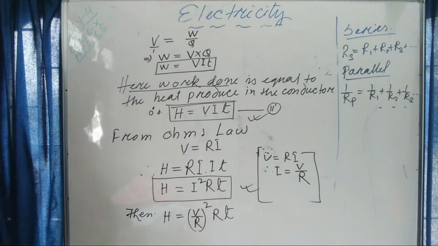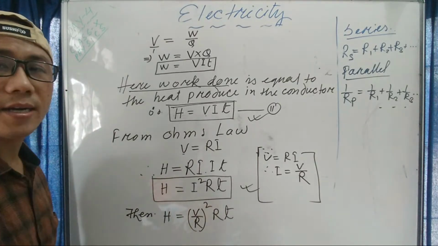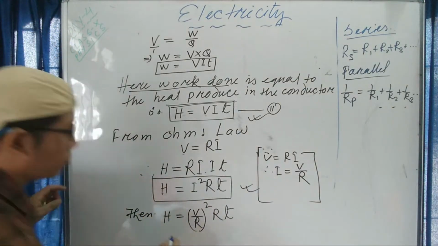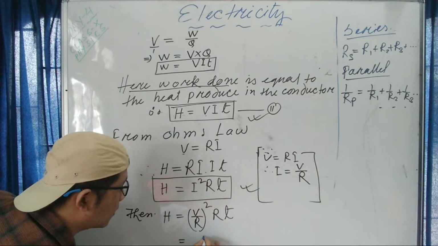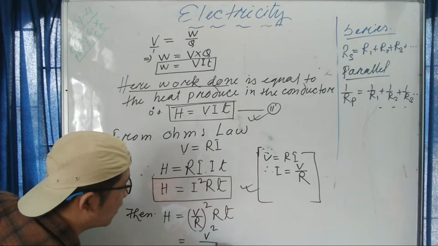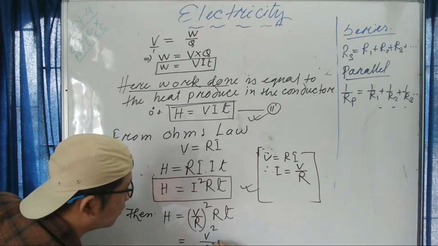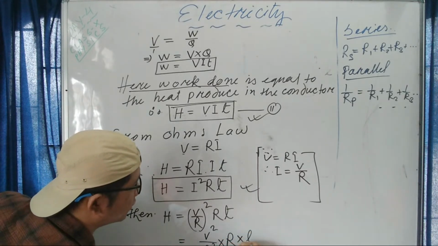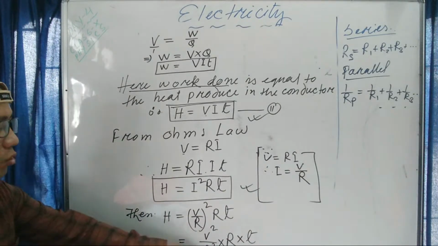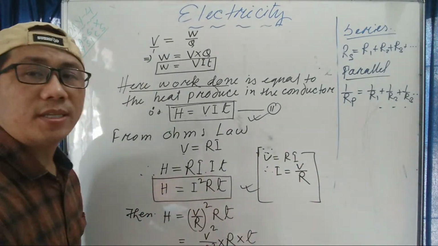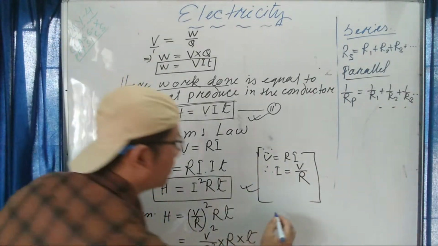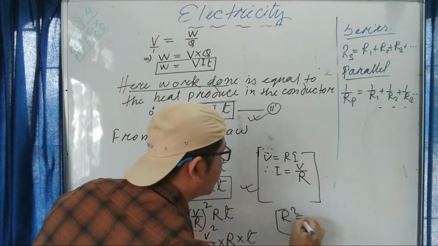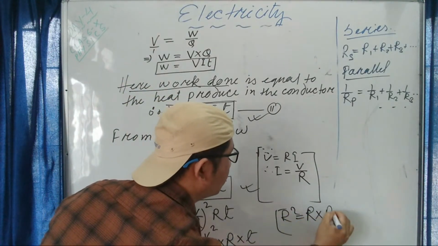Okay, so V by R holding square RT here. Then here, what we'll do, it comes to V square by R square into R into T. R square means what? R square means that twice. That means that R square means R into R.